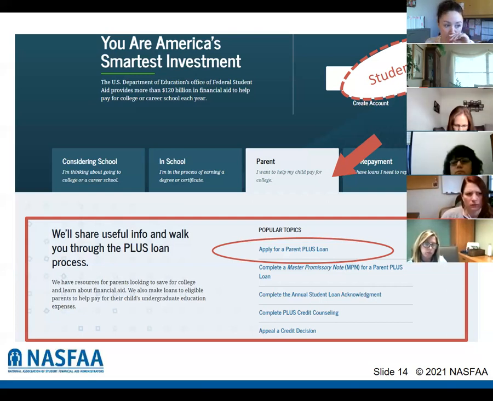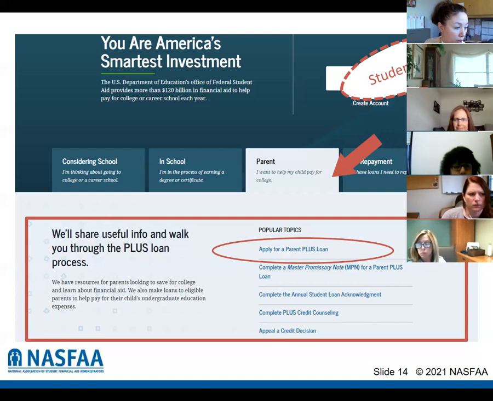So this is how parents come out and request the PLUS loan on the studentaid.gov website. Your school may have a supplementary application. They may handle that in a couple different ways. So if your institution does, maybe let's do a show of hands, or just say like I do in the chat, if your school does an institutional application for PLUS or for Parent PLUS or Grad PLUS. Does anybody do institutional loan request?